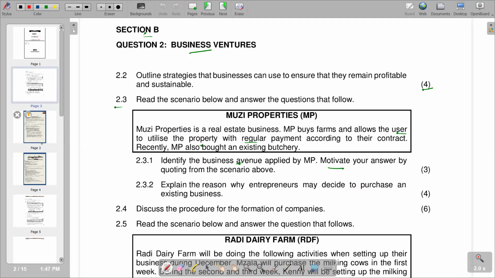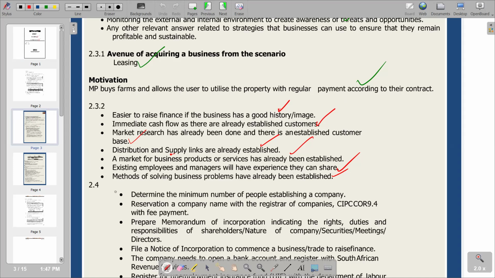Now 2.4: discuss the procedure for the formation of companies. The first one says determine the minimum number of people establishing a company. What is the minimum number needed to establish that company? Then, reservation of a company name with the register of companies. So you have to reserve a company name with the register.